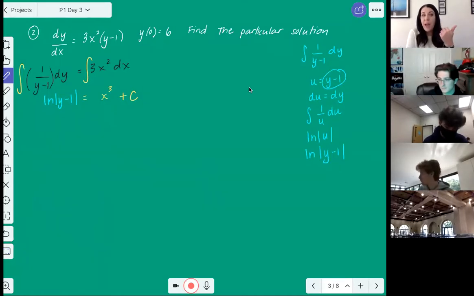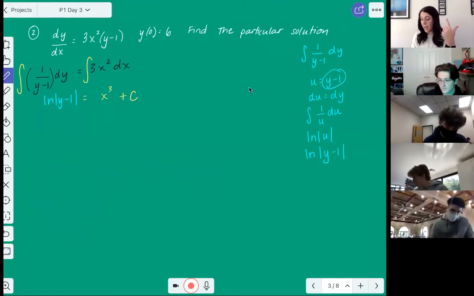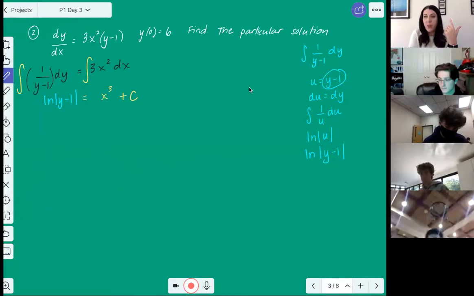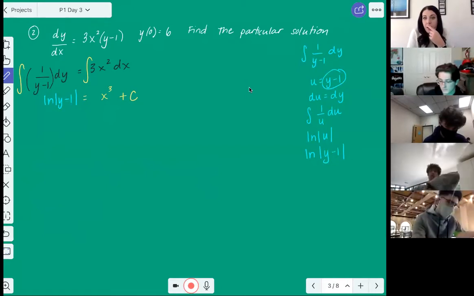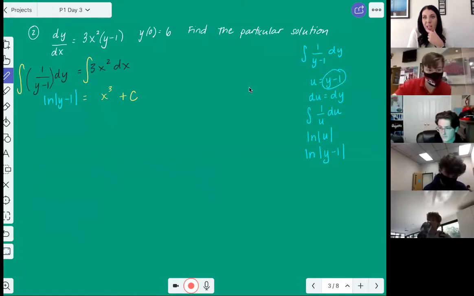So far we have separated our variables. We have integrated both sides of the equation. What step is next? Let's go to Conrad. What step is next? Isolating y. We have to isolate y. So y is kind of trapped. We've got y inside of an ln function. Does anyone know how we could possibly get rid of that ln?